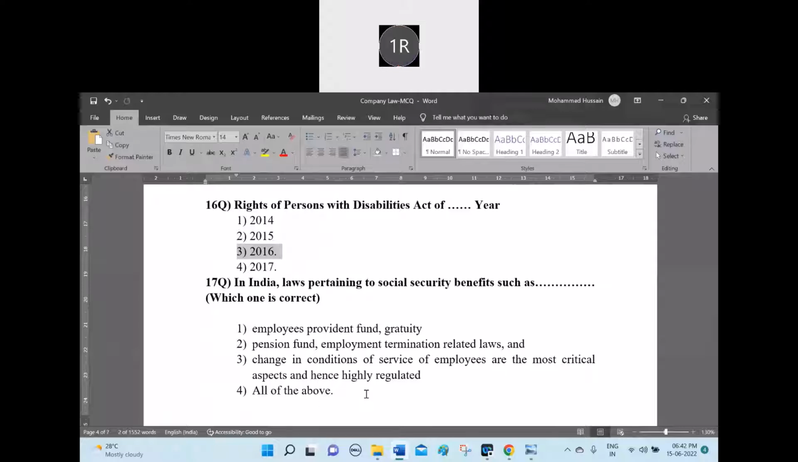Because I did not put any change here, nor did I confuse here. But I thought that you would be confused. But you know the right answer. That's why you know perfectly that there are no negative marks here. Because Employees Provident Fund is there and gratuity is there. Pension fund is there. Employment termination related laws are there.